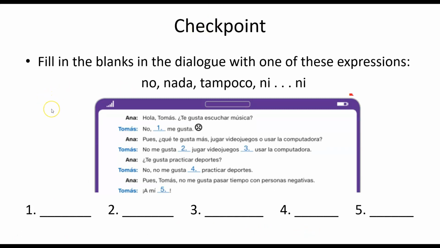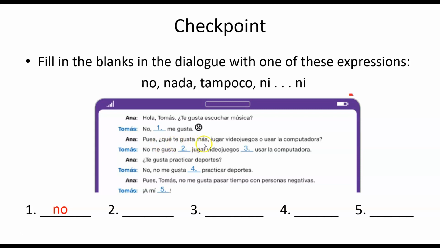So checkpoint. Again, I told you we would be going over a couple of the activities to see how well you do. So you're going to fill in the blanks in the dialogue with one of these expressions. No, nada, tampoco, ni, or ni. Right? Not at all, neither, neither, or nor. So, hola Thomas, ¿te gusta escuchar música? So, hi Thomas, do you like to listen to music? No, blank, me gusta. It would be no, no me gusta. The first no answering the question, and the second one saying I don't like it.